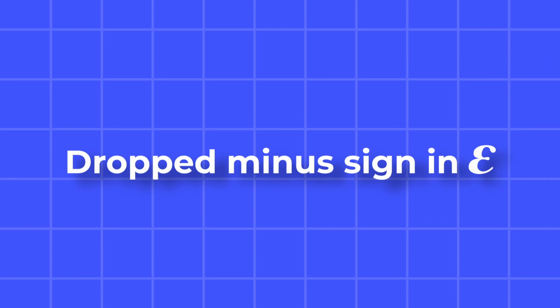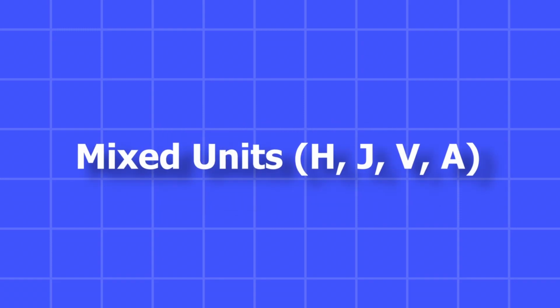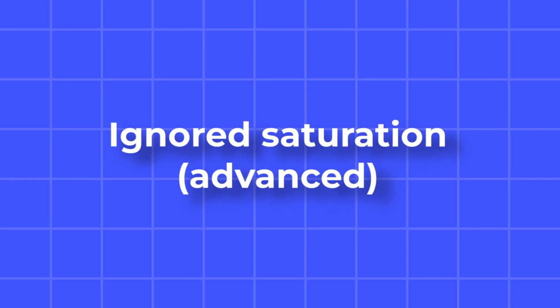Quick error check. Remember the minus in EMF equals -L dI by dt. Energy depends on I². Always keep track of units: henries, joules, volts, amperes. And at high current, inductor cores can saturate.